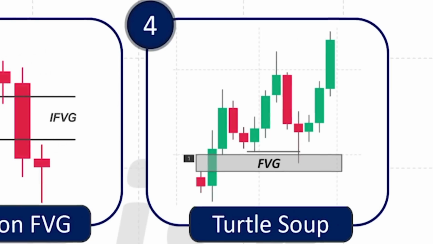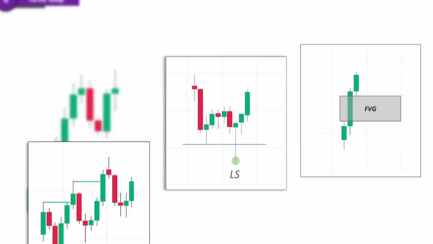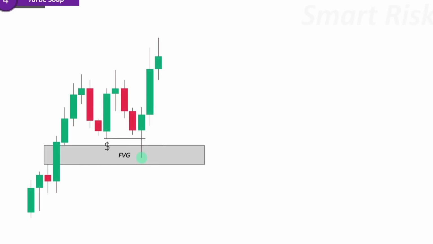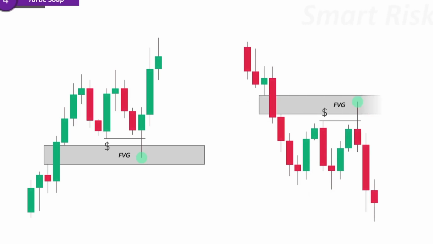Number 4. Turtle Soup. The Turtle Soup setup is another trading model that combines the concepts of market direction, liquidity raid, and fair value gap entry. A high probability bullish Turtle Soup setup occurs when the price raids liquidity below a recent low, while resting above a bullish fair value gap. Similarly, a bearish turtle soup occurs when the price raids liquidity above a recent high, while resting below a bearish fair value gap.